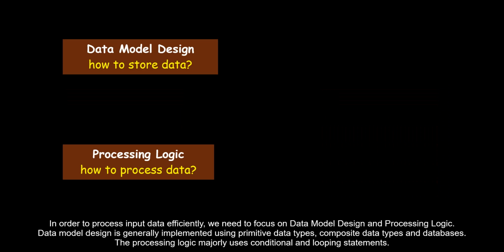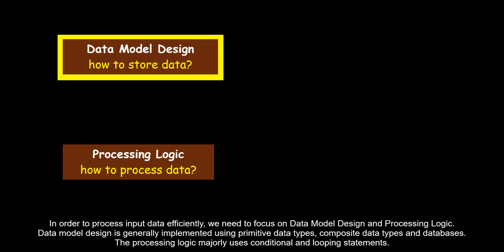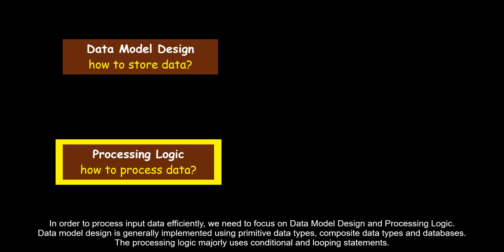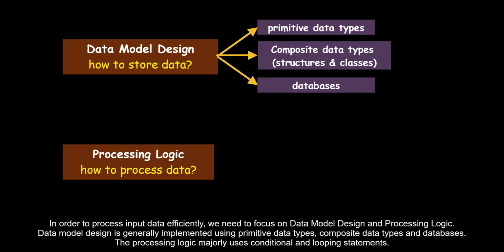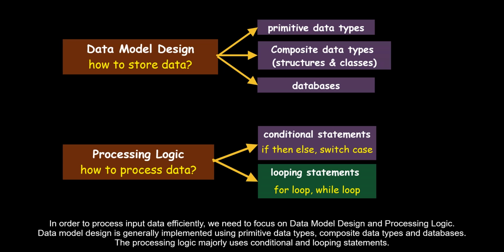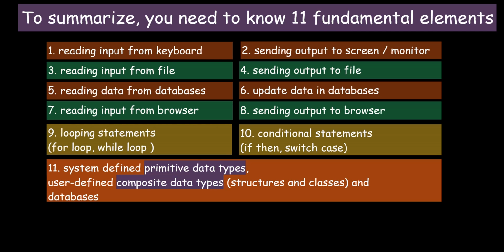In order to process input data efficiently, we need to focus on data model design and processing logic. Data model design is generally implemented using primitive data types, composite data types, and databases. The processing logic majorly uses conditional and looping statements. To summarize, you need to know 11 fundamental elements.